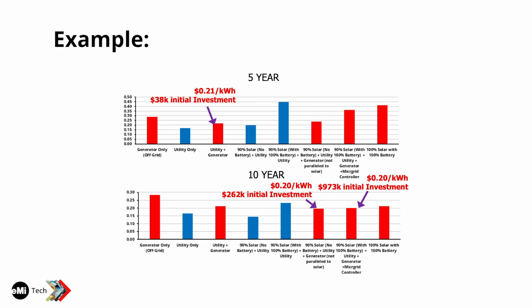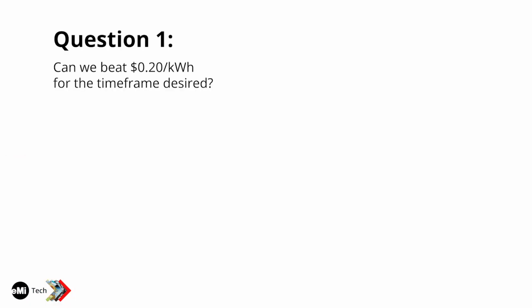But then once you get to 10 years, in this case, we've got some 20 cents per kilowatt hour. Just picking a number, just saying 90% solar, 100% battery. Just start somewhere. It isn't necessarily important your starting point. The next question is, well, can we beat that? Can we do better than 20 cents per kilowatt hour for this particular site and for that time frame desired?